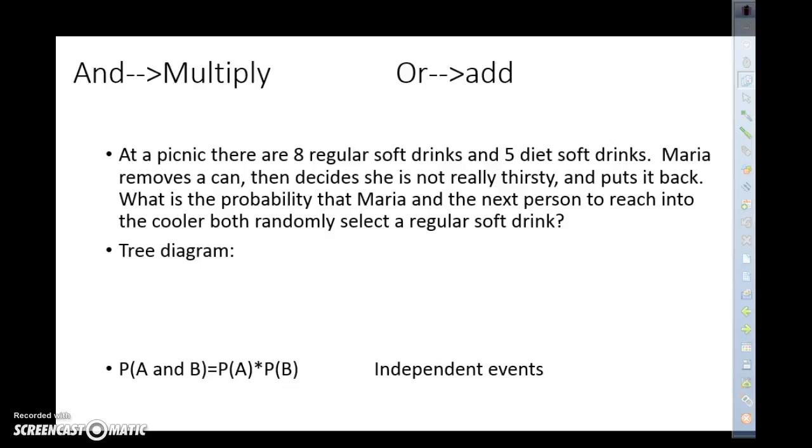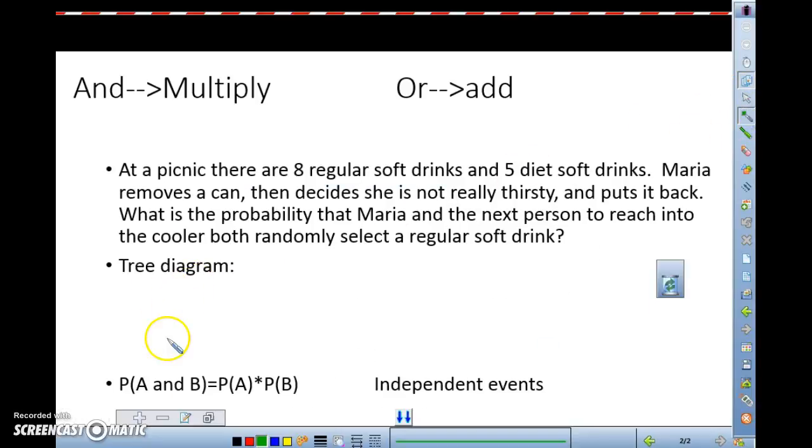What's the probability that Maria and then the next person to reach into the cooler will both randomly select a soft drink? Okay? Do a visual and then we're going to do the next part. So, for the very first event, when Maria goes to get a soft drink, what are the two outcomes that she can get? A regular? Okay. What's the probability that she's going to get a regular drink? Very good. 8 out of 13. What's the probability that she's going to get a diet? Notice that our 2 branches add up to 100%.